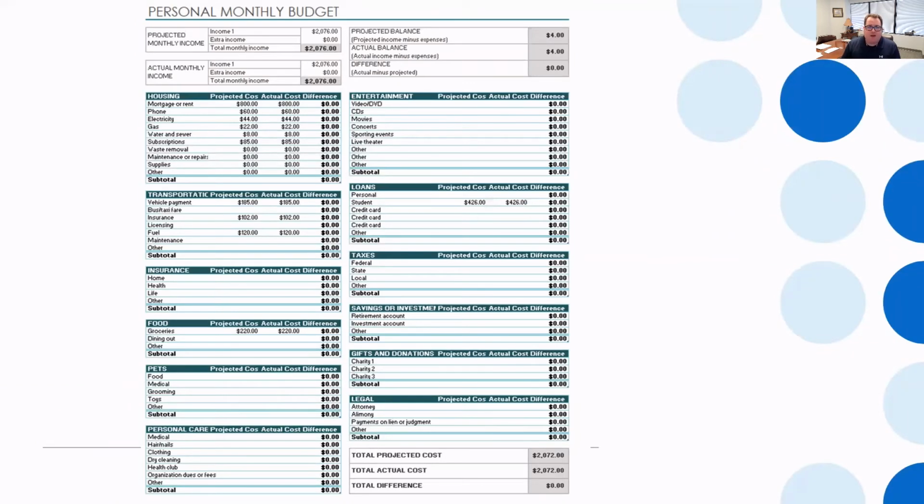Now, what I have up here is a template available from Microsoft that you can download from them. There are many online tools: mint.com, ynab.com, You Need A Budget, that's what that spells out to. There's also just a Word document or an Excel spreadsheet that you make yourself.